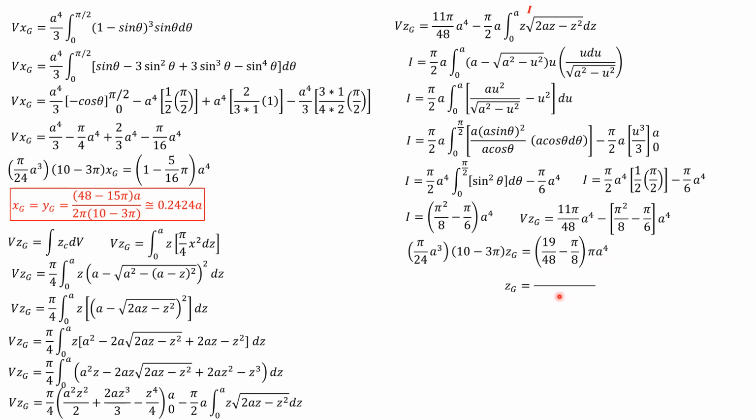Then simplifying, G sub z is 19 minus 6 pi over 2 quantity 10 minus 3 pi. That's the simplification. You just use your calculator there. And it is approximately equal to 0.1308 of a. So that's G sub z. So that's it for this problem.